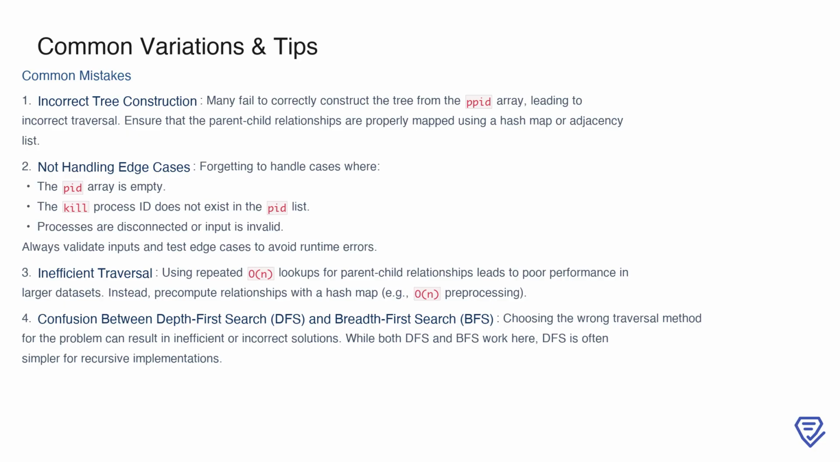First, constructing the tree incorrectly from the PID array is a frequent issue. To avoid this, ensure you're mapping parent-child relationships properly using a data structure like a hash map or adjacency list. This guarantees that every parent process points to its respective child processes.